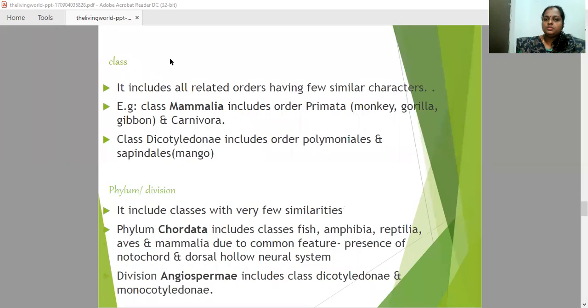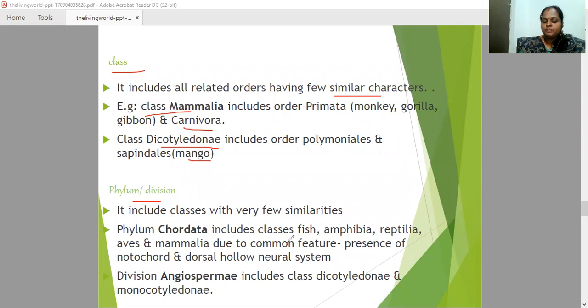Let's move on to the class. A class includes all the related orders having a few similar characters. For example, class Mammalia includes the orders Primata, that is monkey, gorilla, gibbon, and Carnivora. So here very few similar characters will be there. And class Dicotyledonae includes the orders Polymoniales and Sapindales, that is mango. So a class is all the related orders with few similar characters.